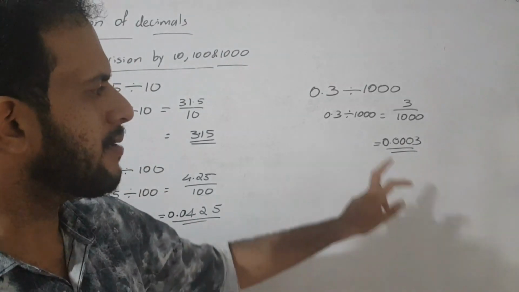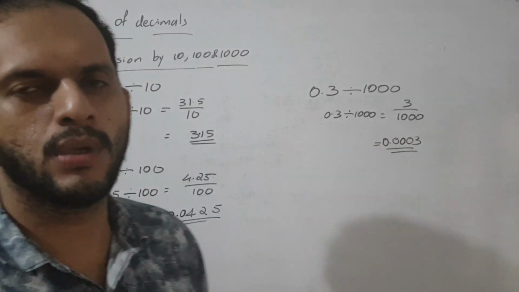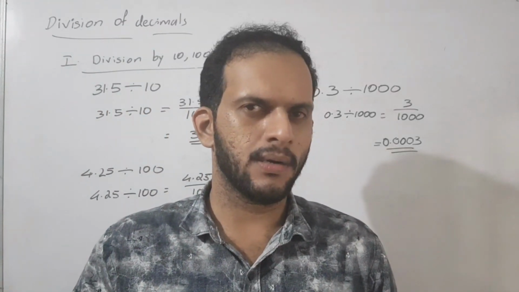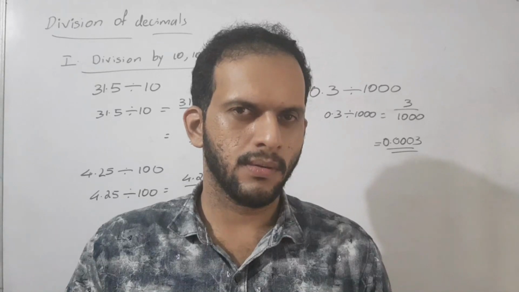Okay, then 0.0003. You got the idea how to divide by 10, 100 and 1000. Clear?